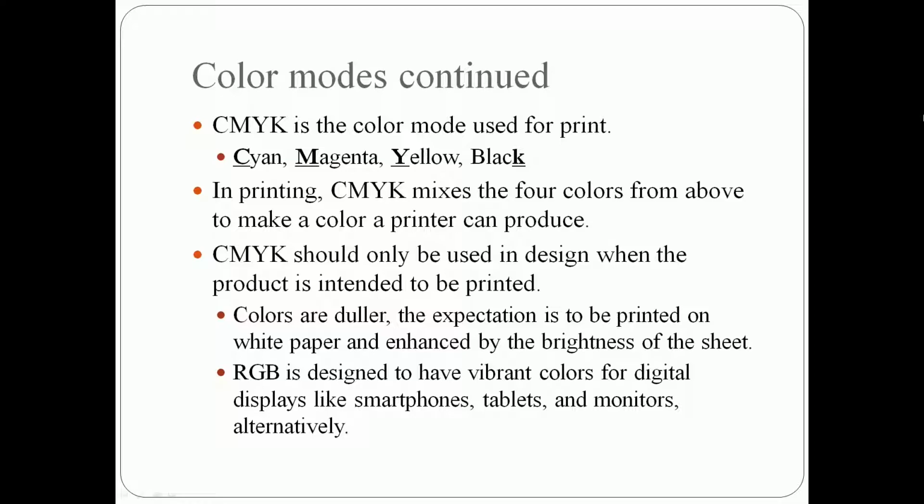If I ask you for something that's going to be submitted online digitally, then you give it to me in RGB. But if you're going to do it for printing, you either need to proof it in CMYK or design it from scratch in CMYK. Colors are duller in CMYK. The expectation is to be printed on white paper, so the white paper enhances the brightness of the color on your sheet. RGB is designed to have vibrant colors for digital displays like smartphones, tablets, and monitors, so they're not as dull, because the idea is that you're going to be seeing it on a well-lit screen anyway.